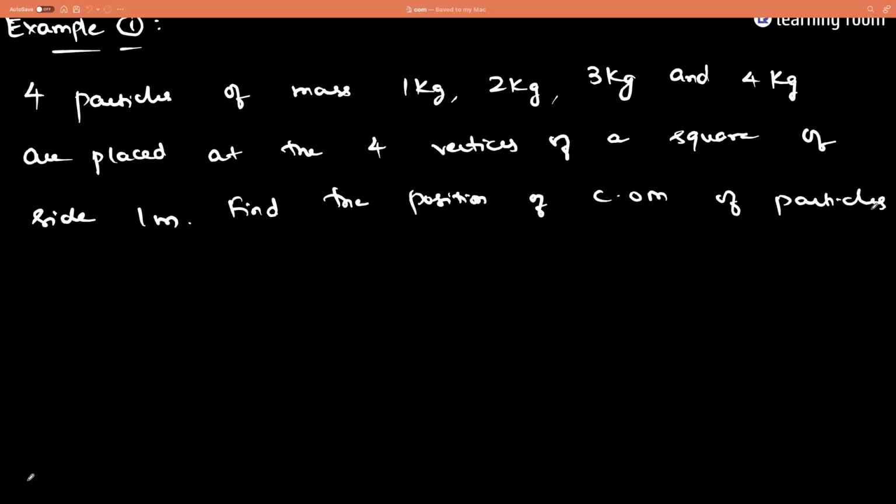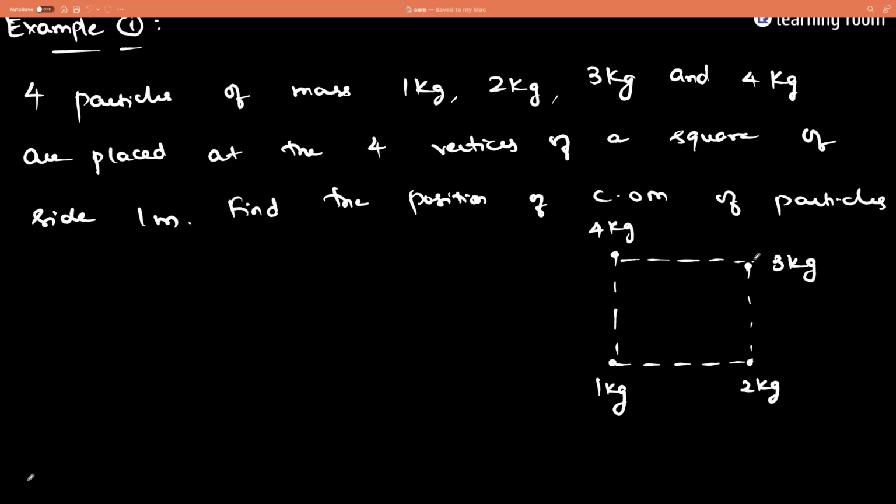Okay, so listen to this. 1 kilogram, 2 kilogram, 3 kilogram, and 4 kilogram are placed at the vertices of a square. They are placed at the vertices of a square of side 1 meter. The side is going to be 1 meter here. Now, we need to find the position of the center of mass of these particles.